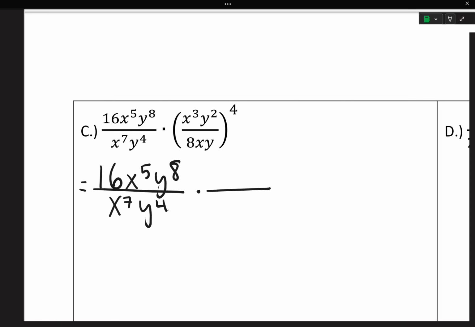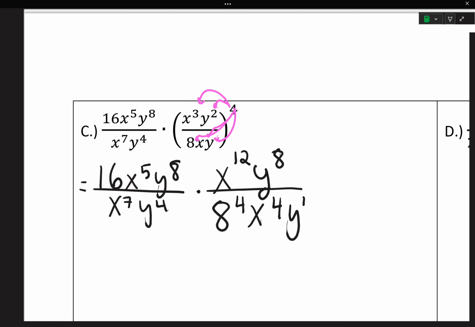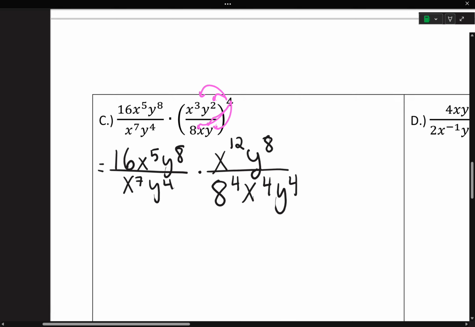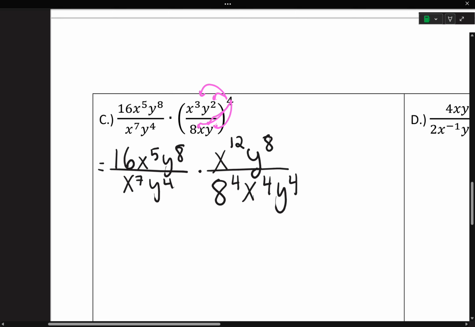We are going to multiply all the powers in this quotient by 4. We get x to the power of 12, y to the power of 8, 8 to the power of 4, x to the power of 4, y to the power of 4. Wow. Alright, let's do my organization method.